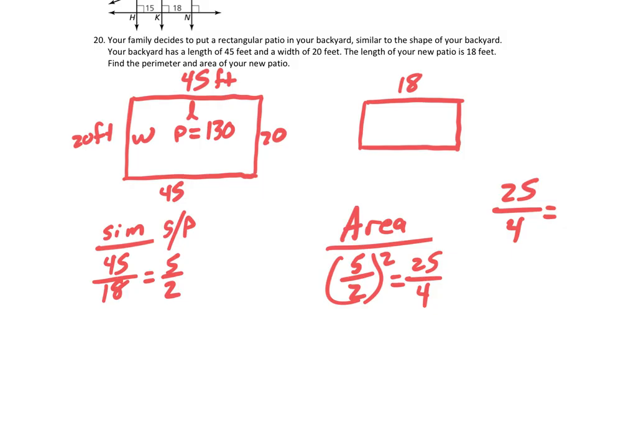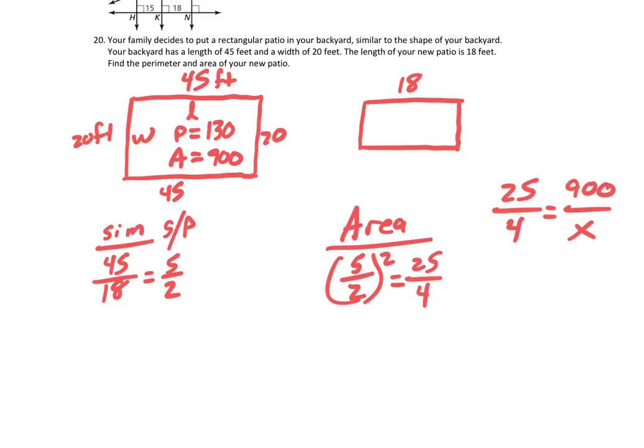We don't know the area of either one. We're trying to find the area of the new patio. How do I find the area of a rectangle? Length times width. So 45 times 20 would be 900. 900 is the big one. We've got to find the small one.